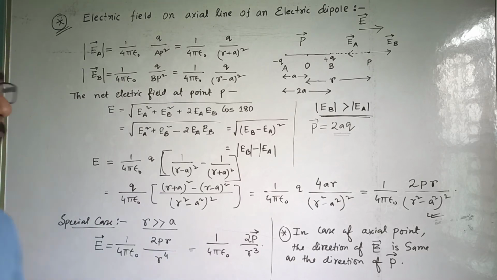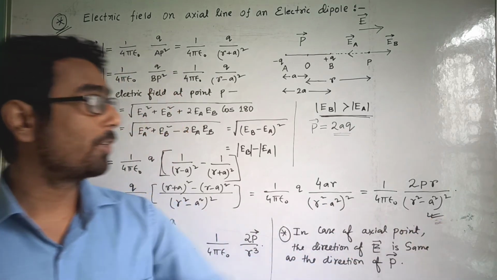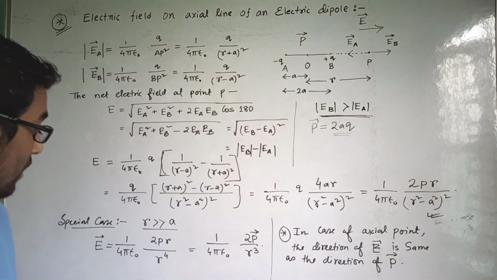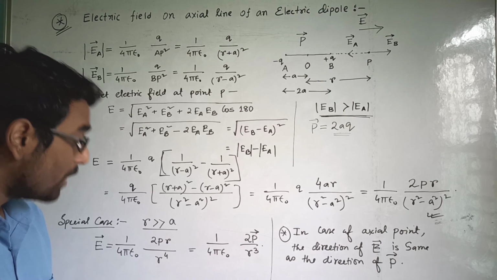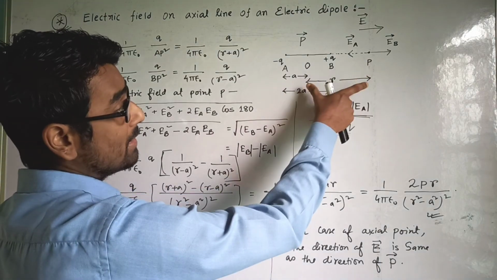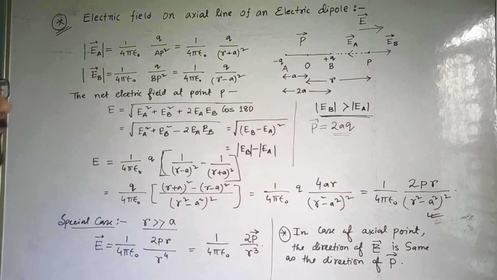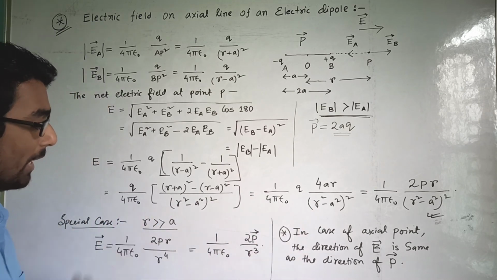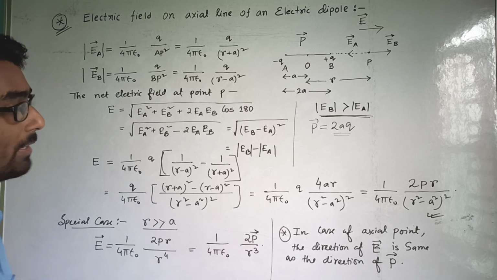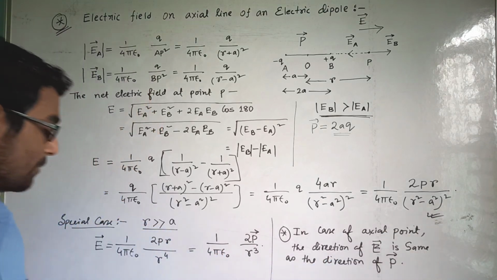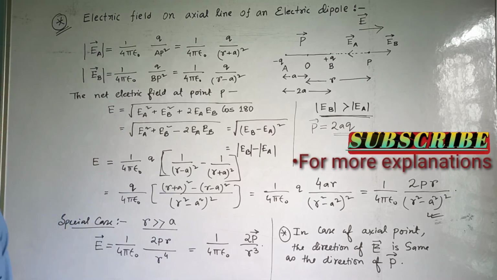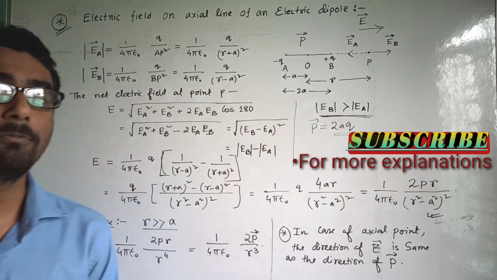So here we derived the expression for the net electric field for a point situated on the axial line of an electric dipole. And the special case is that whenever the point P, at distance R, is at a very large distance from the dipole, R is much greater than A. So we can directly neglect the value of A from the expression and we will get the expression like this. And the direction is the same as the direction of dipole moment.